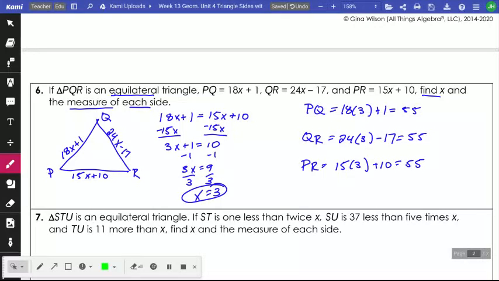You need to show that because that does more than one thing. You're not only finding the measure of each side, they should all be the same, but you're checking your work, because if you get something different, you're making a mistake.